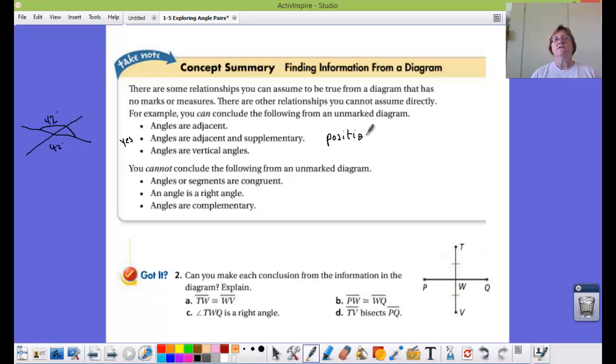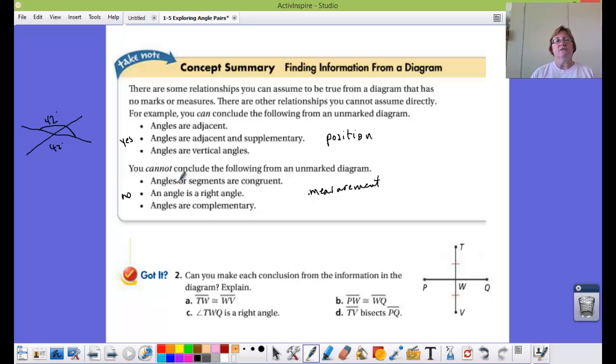So it's okay for us in geometry to look at a diagram and assume that things are shown in their proper position. What is not okay is making the conclusion that things measure the same. Position is okay to assume, measurement is not. And I want to give you an example. These are things that you cannot assume.